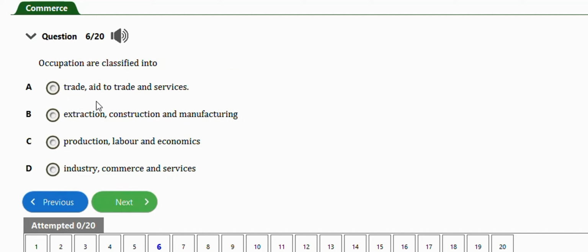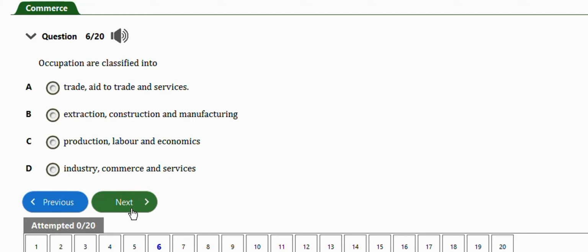It says occupation are classified into, we have trade, aid to trade and services, extraction, construction and manufacturing, production, labor and economy, industry, commerce and services. So guys, the right answer to this question is that occupation are classified into industry, commerce and services. Okay, very important. Option D is the right answer to this question.